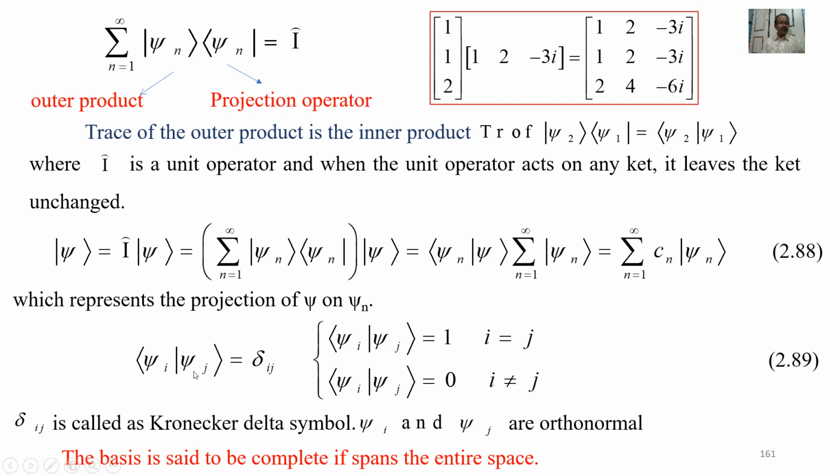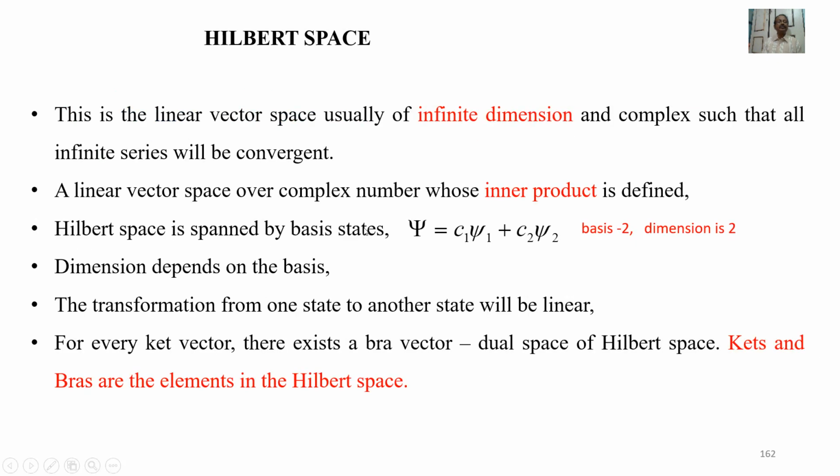So bra psi i ket psi j is equal to delta ij. If both are equal, i equals j, they are normalized; if i is not equal to j, they are perpendicular to each other. Delta ij is called the Kronecker delta symbol. Psi i and psi j are orthonormal: orthogonal plus normal, orthonormal. The basis is said to be complete if it spans the entire space. Definition of Hilbert space.